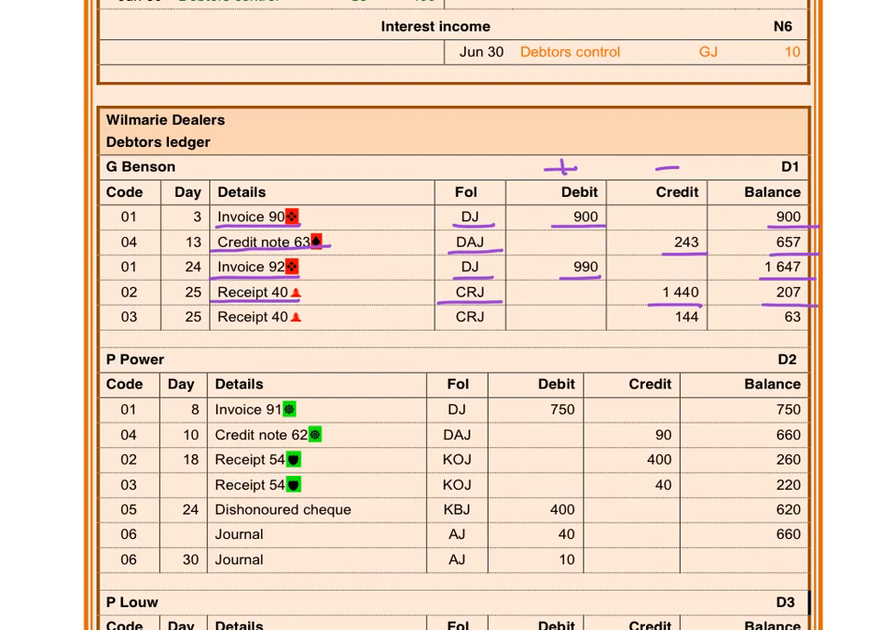We will also record the discount that was allowed on the credit side, and it is recorded on that same receipt 40 in the cash receipts journal. The discount was 144 Rand, so the balance is 207 minus 144, and that will give me 63 Rand.